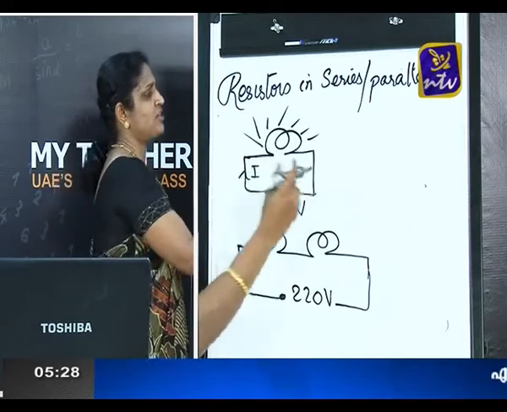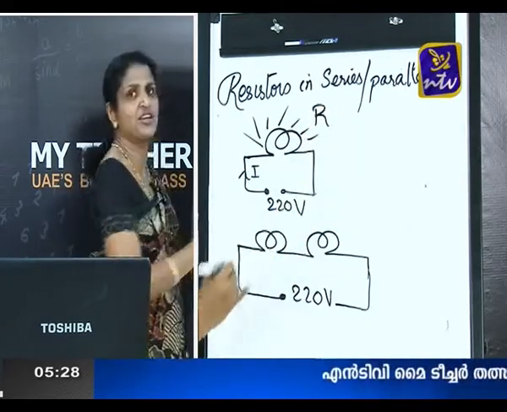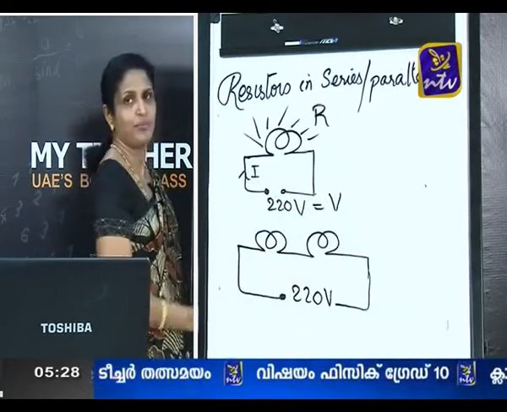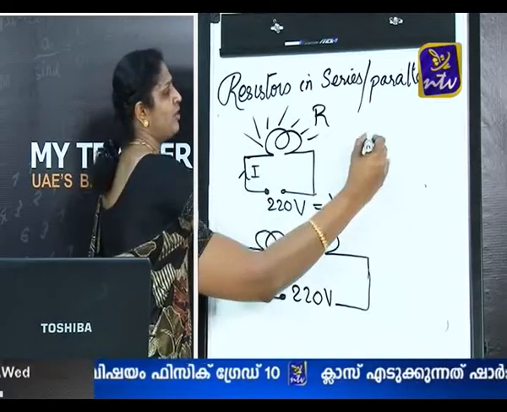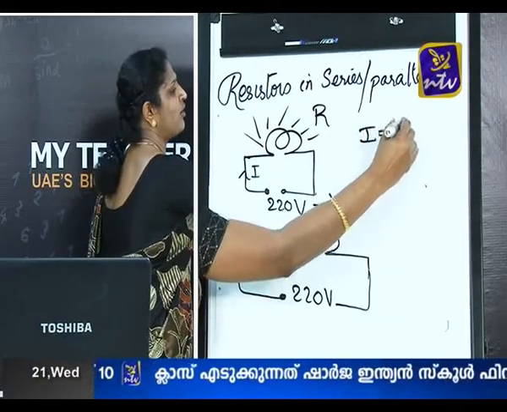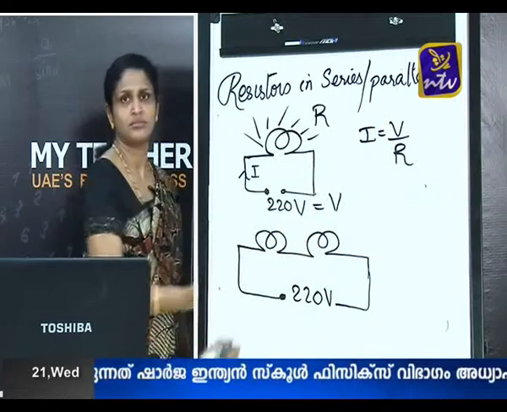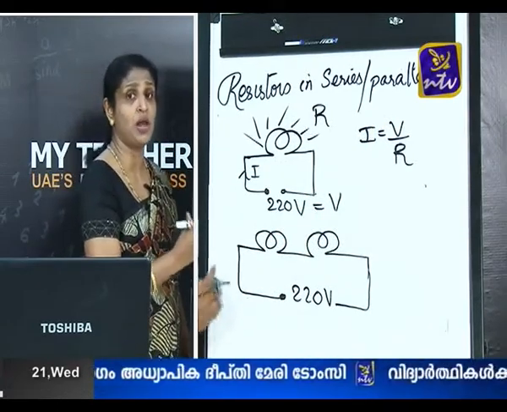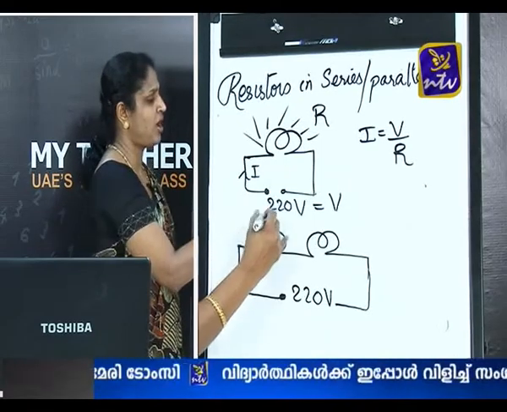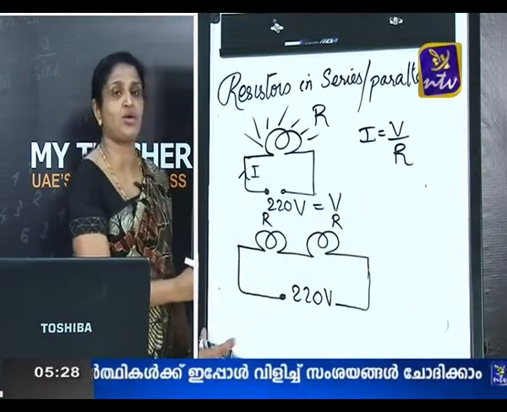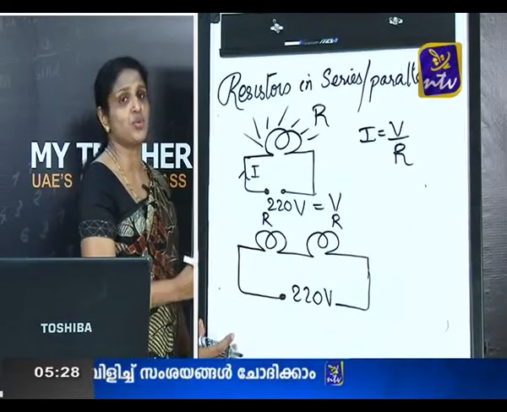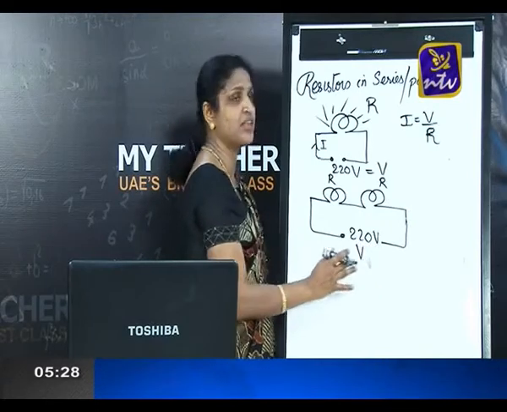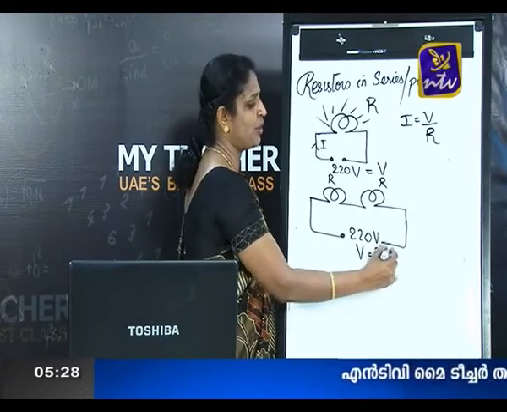In the first case, you had only one bulb of resistance R and the voltage you applied, let me take it as V. The current was I. Then naturally the current flowing through that one is V divided by R. Now we have connected two identical bulbs of the same resistance R and R in series across the same supply voltage. So what remains the same here? V is still the same, V is equal to 220 volt.